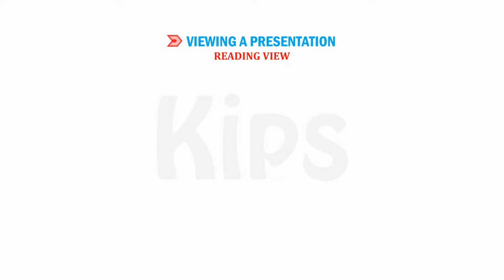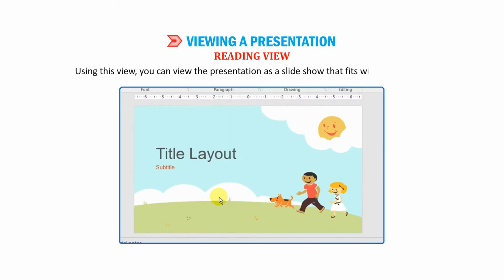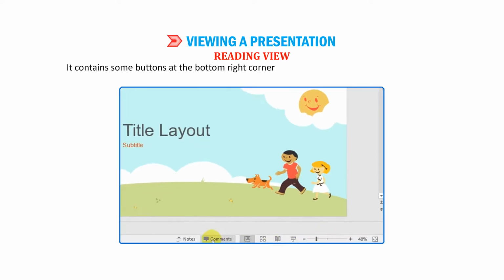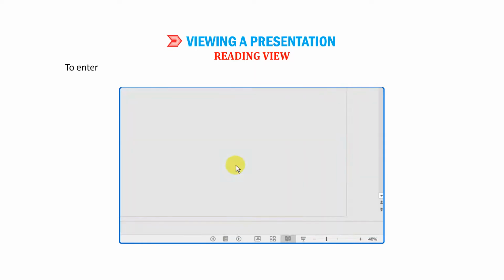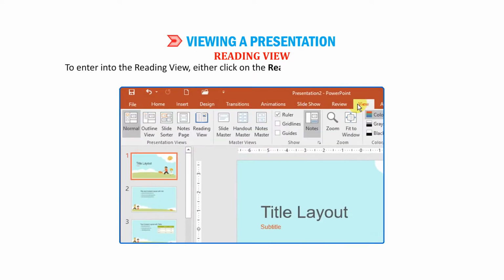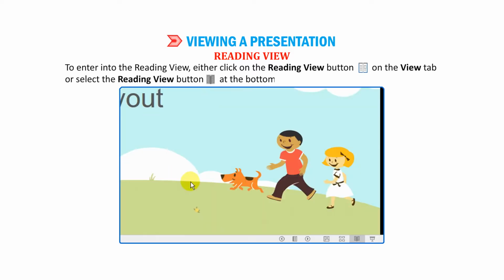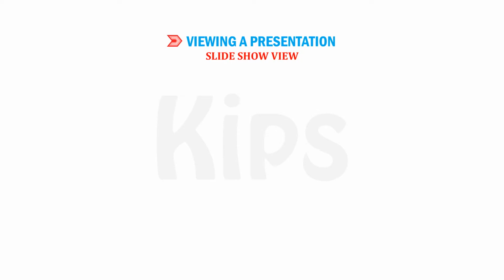Let me tell you about Reading View. Using this view, you can view the presentation as a slideshow that fits within a window. It contains some buttons at the bottom right corner that allows you to navigate through your presentation and switch to other views. In this view, taskbar is also visible. To enter into the Reading View, either click on the Reading View button on the View tab or select the Reading View button at the bottom of the slide window. Let us talk about Slideshow View.